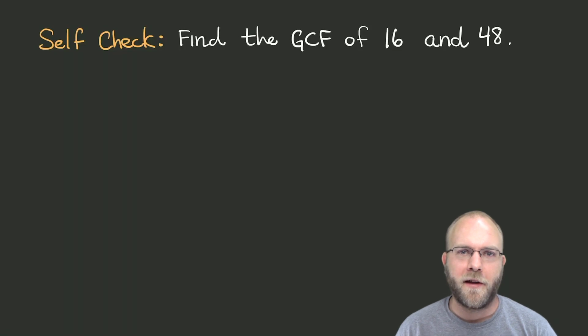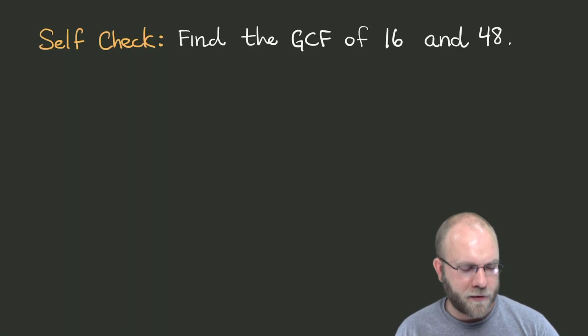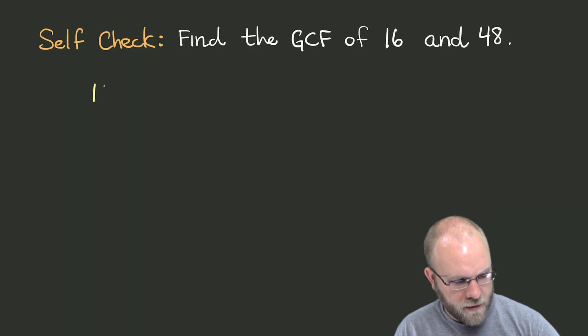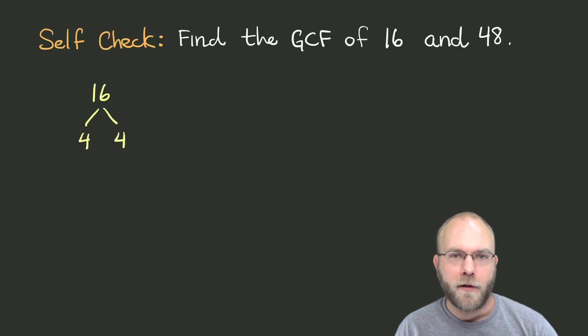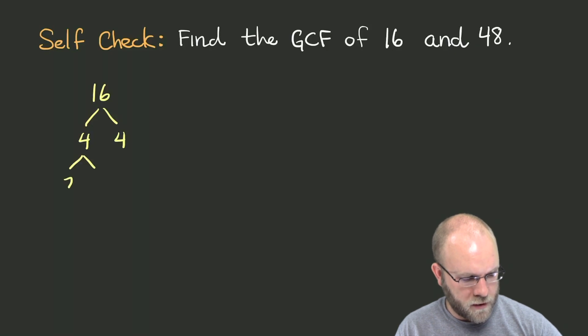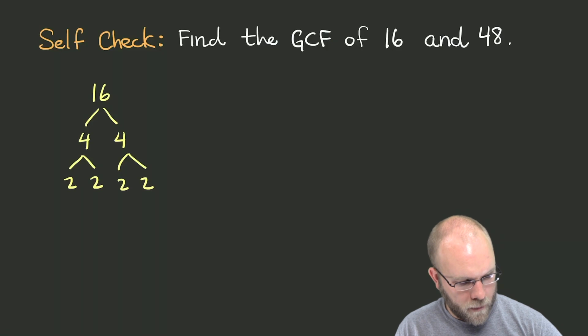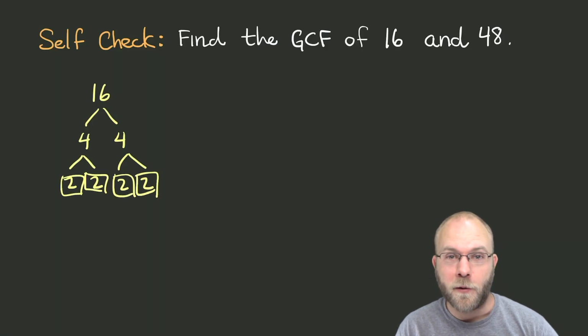Let's check for understanding. In this example, we're supposed to find the greatest common factor of 16 and 48. To begin, let's write out their prime factorizations. So 16 can be written as 4 times 4. Each of those 4's can be written as 2 times 2. And so our prime factorization here is 2 times 2 times 2 times 2, or 2 to the 4th.